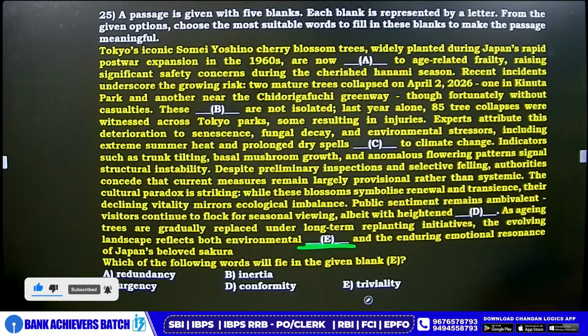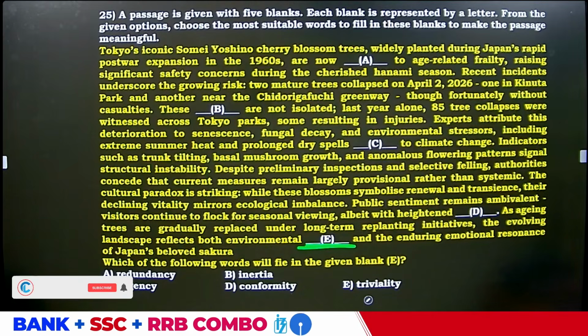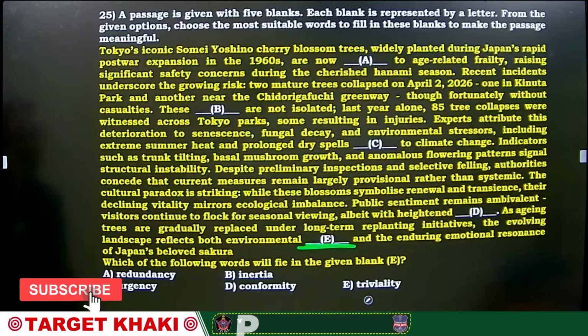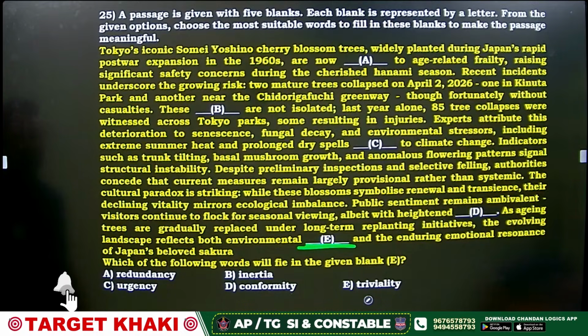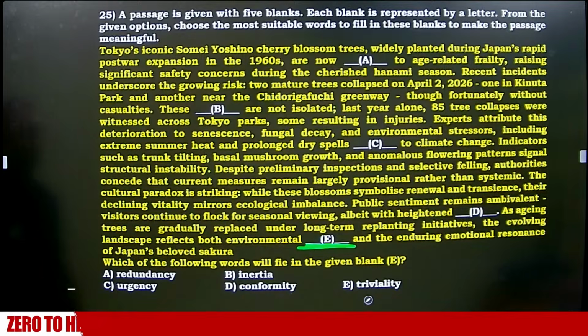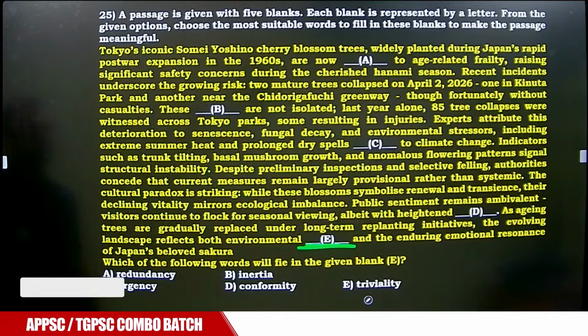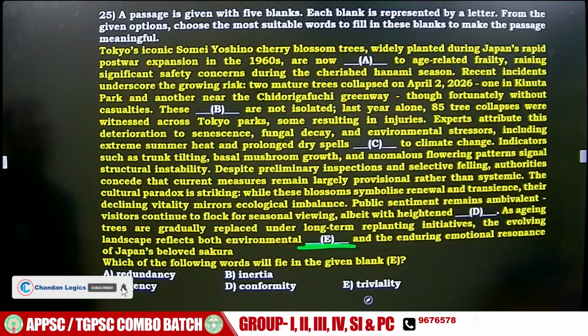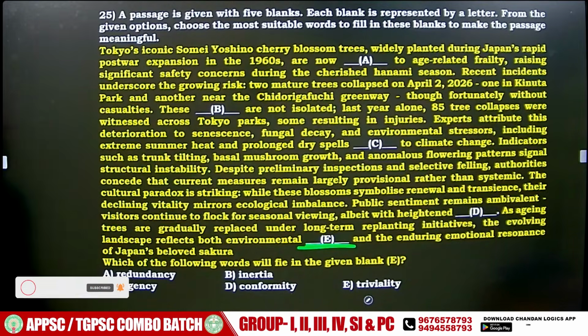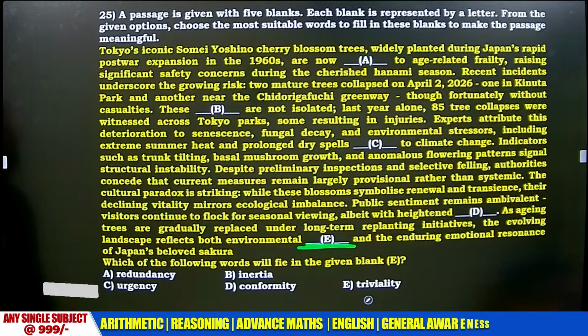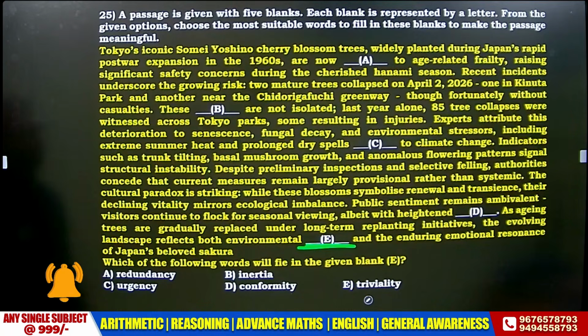25. Who is going to get the right answer quickly? Environmental dash. Who is going to get the right answer? Yes, guys, I'm waiting for your answer. Environmental redundancy, environmental inertia, environmental urgency, environmental conformity, environmental triviality.